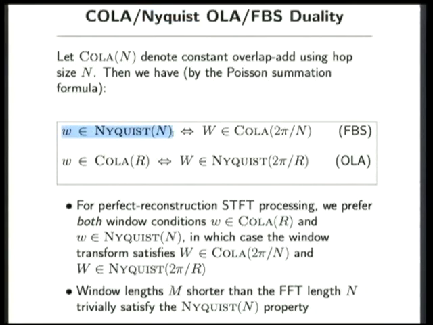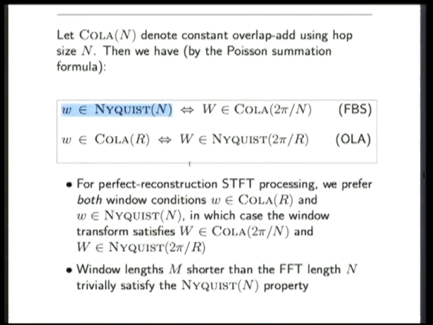So in the time domain, Nyquist at multiples of capital N corresponds to a frequency response that is constant overlap add for spacings 2 pi over N. And that's what we just derived. That's the filter bank summation dual derivation to overlap add. So this is just another example of this precise duality between overlap add and filter bank summation.